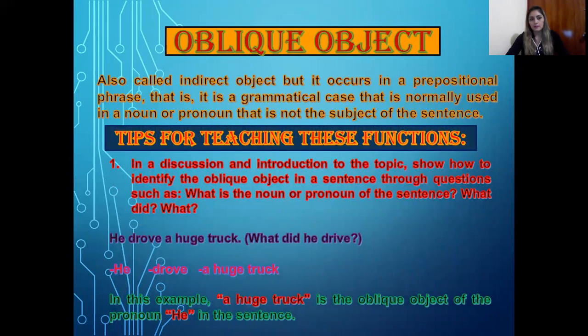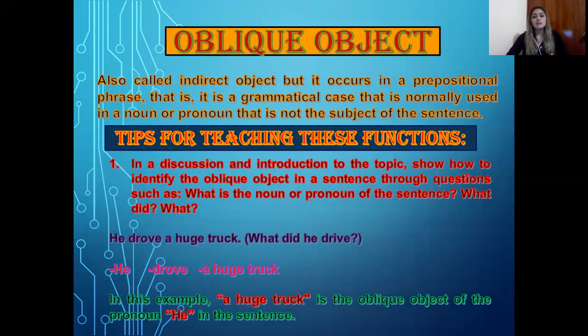Oblique object, also called indirect object, but it occurs in a prepositional phrase. That is, it is a grammatical case that is normally used in a noun or pronoun that is not the subject of the sentence. Tips for teaching these functions.